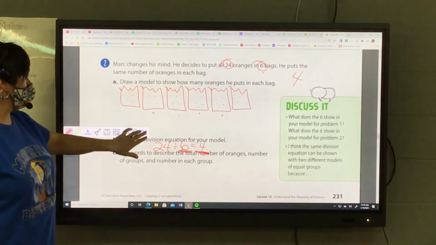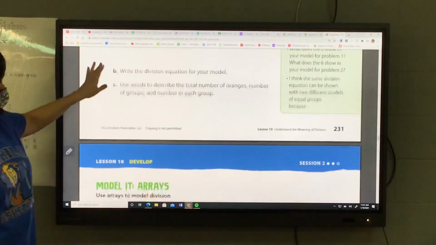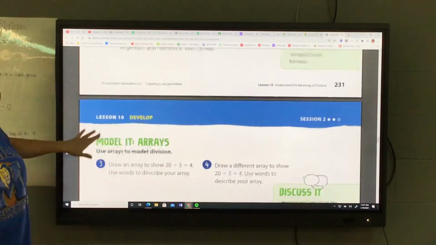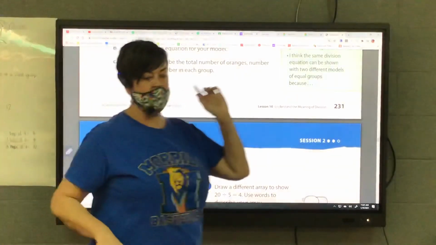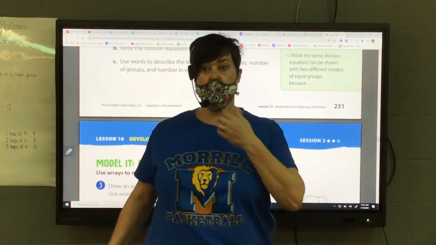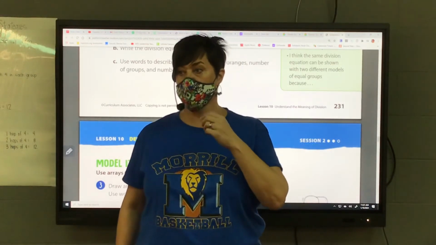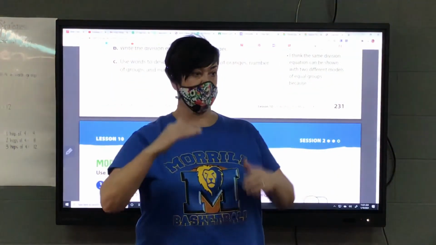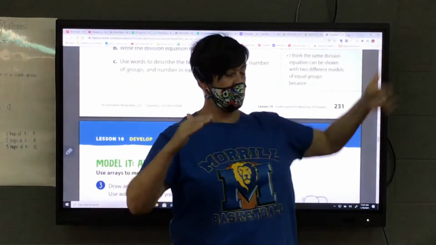Here's what we're going to do. We're going to skip C again. We'll stop there. We'll start working on arrays with division tomorrow. Remember doing arrays with multiplication? Number of rows, same number in each row.